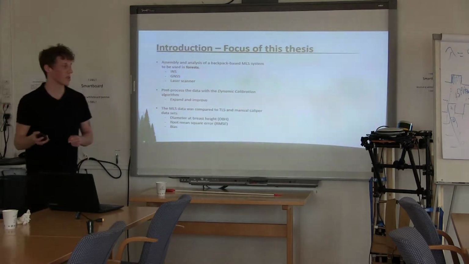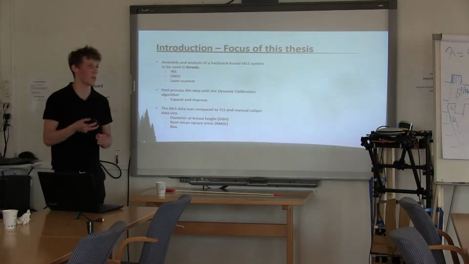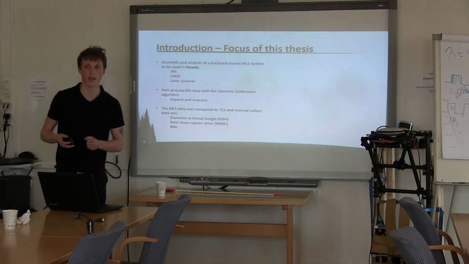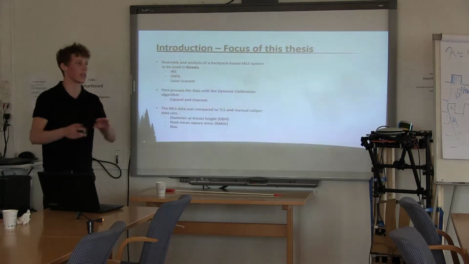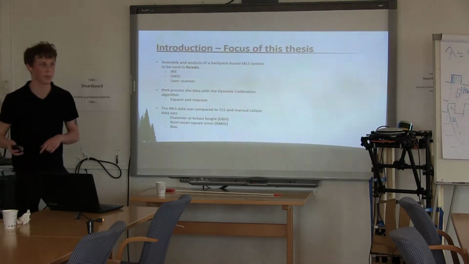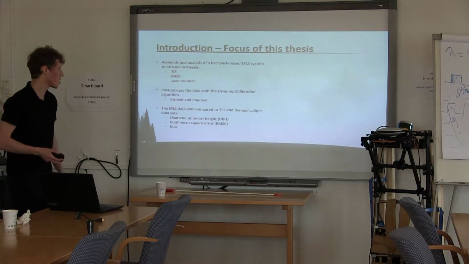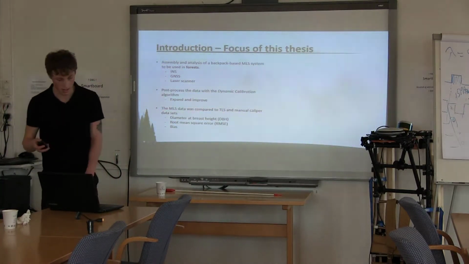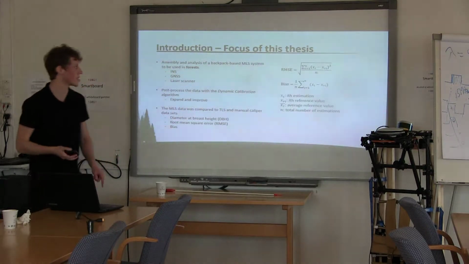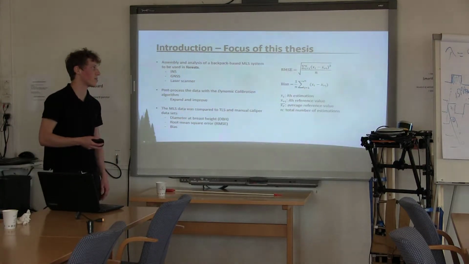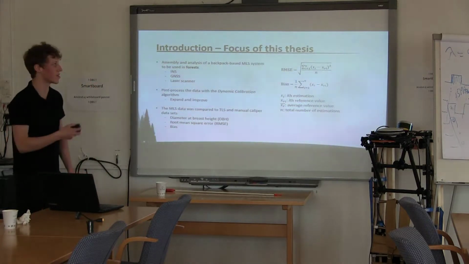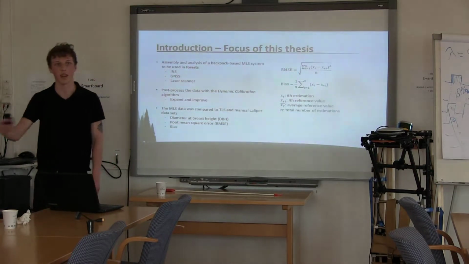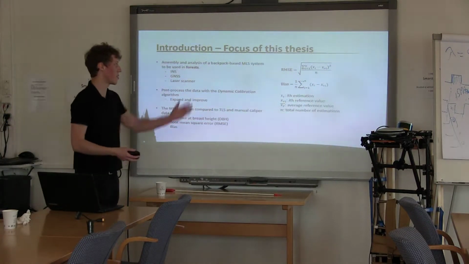And the MLS data was then, as I said, compared to TLS and manual caliper, mainly looking at the diameter at breast height, which is the diameter of the trees at breast height, roughly 1.3 meters above ground, or DBH, using root mean square errors, RMSE, and bias mainly. And just for reference, this is how RMSE is defined. It's not very intuitive to see exactly what it means, but let's just see it as a measure of error. And then the bias.